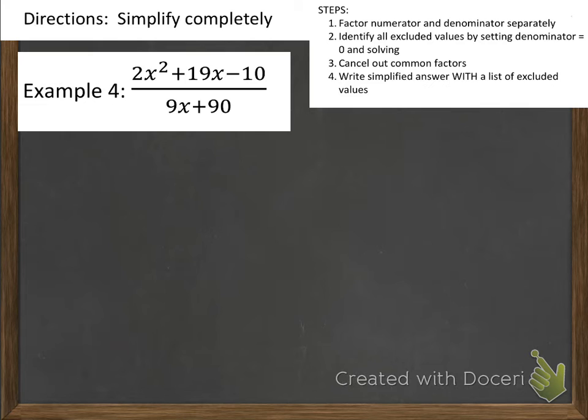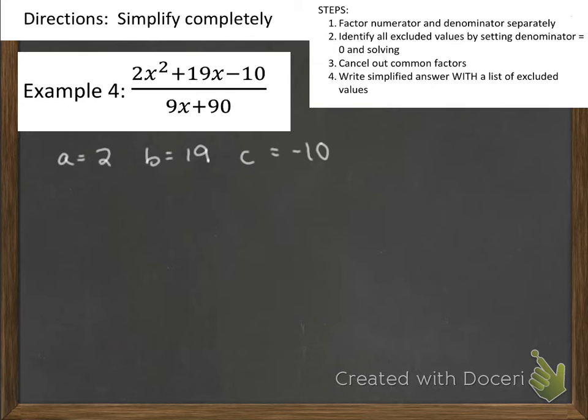All right, let's look at example 4. So we have 2x squared plus 19x minus 10 divided by 9x plus 90. So again, we get fun times. It looks like we are factoring a trinomial upstairs. So we're probably going to have to use that AC method that we learned.